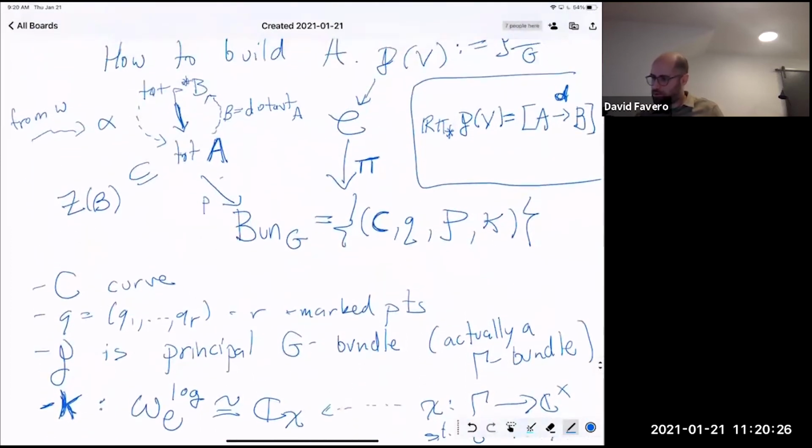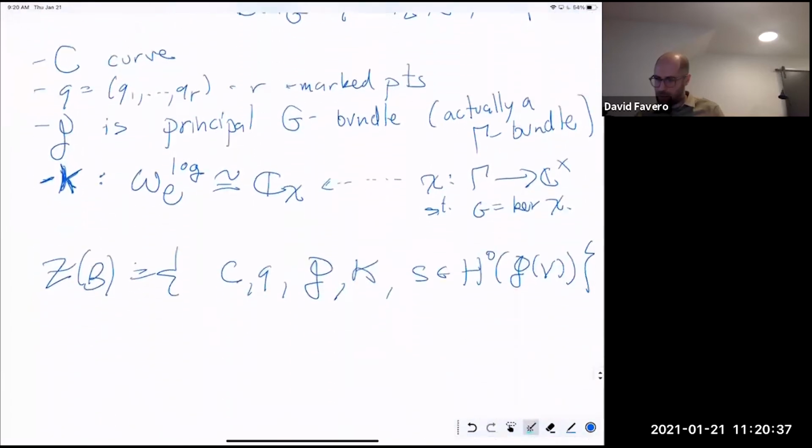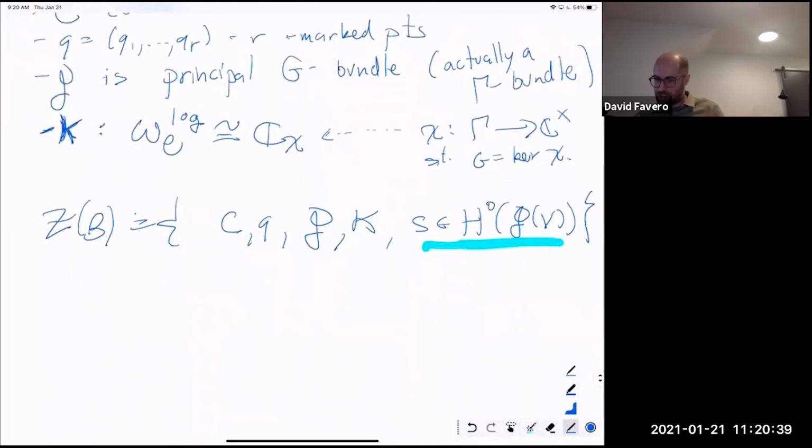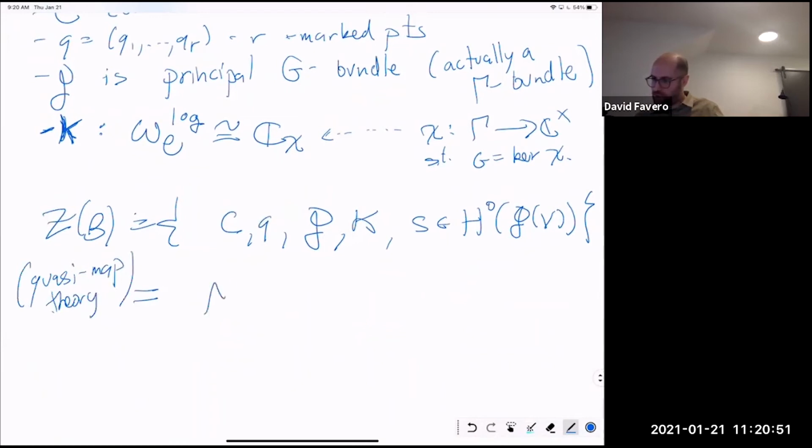Okay. So you get this data, and this is called quasimap theory. This is the moduli space of maps from a curve into V mod G.